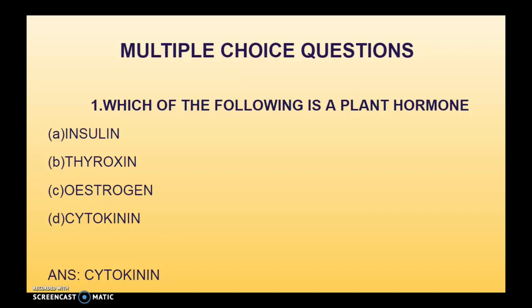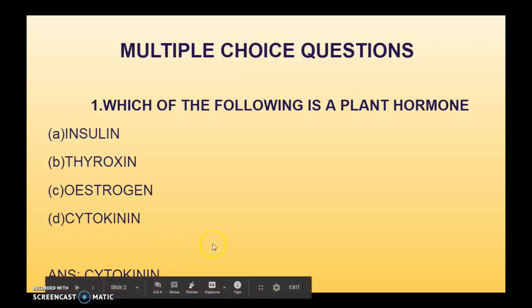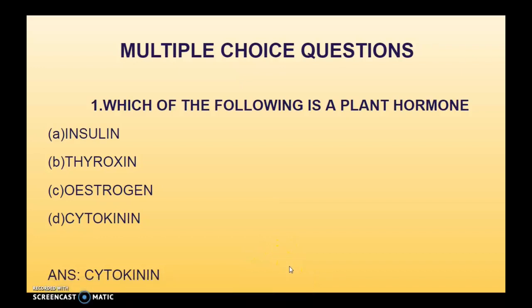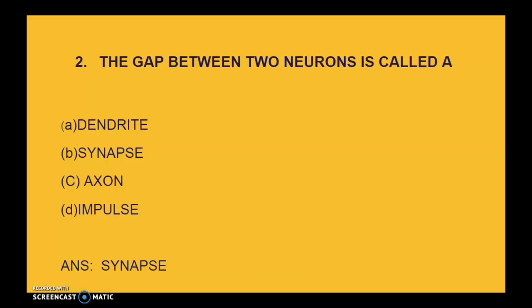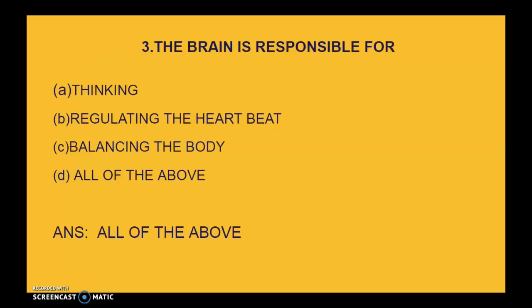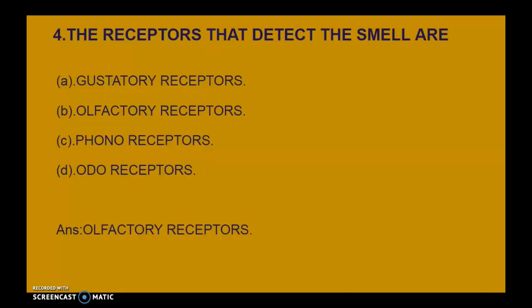Question number 1. Which of the following is a plant hormone? Insulin, thyroxine, estrogen, cytokinin. Answer is cytokinin. The gap between two neurons is called a dendrite, synapse, axon, impulse. Answer is synapse. The brain is responsible for thinking, regulating the heartbeat, balancing the body, all of the above. Answer is all of the above.